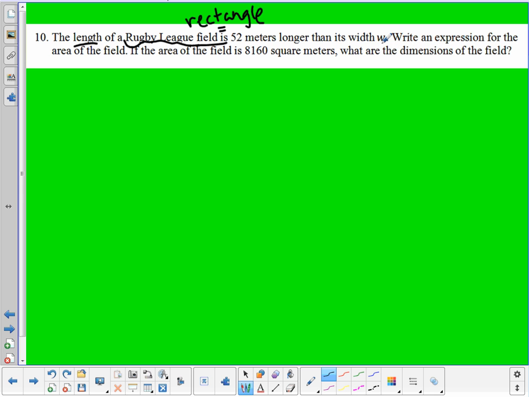So the first thing that I need to know is, what am I trying to find? I'm trying to find the dimensions of the field. So I'm going to call L my length, and I'm going to call W my width. Okay, so I always label my variables and figure out what it is I'm trying to find. Now, I'm also using area, and I'm using area of a rectangle to be specific. So that means I'm going to be looking at area equals length times width. All right, so now I can't do anything when I have two variables there. That's not going to help me. So I need to figure out how I'm going to fix that.